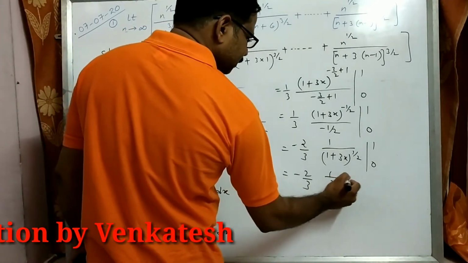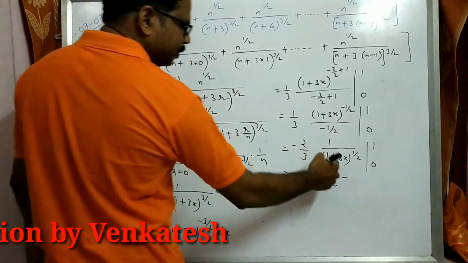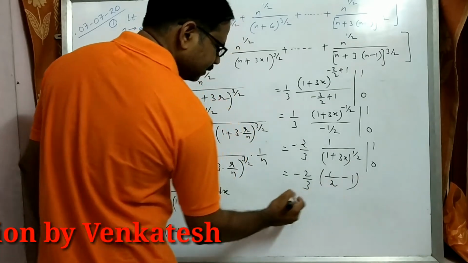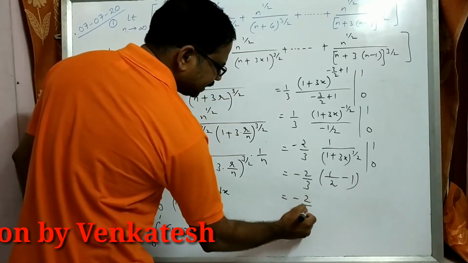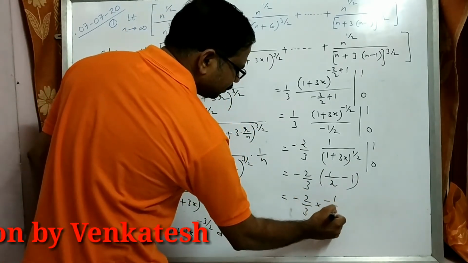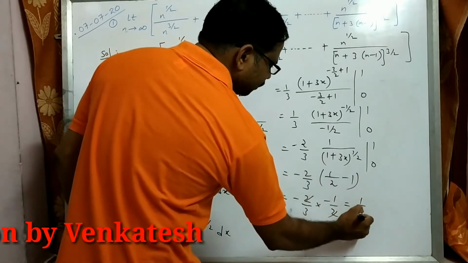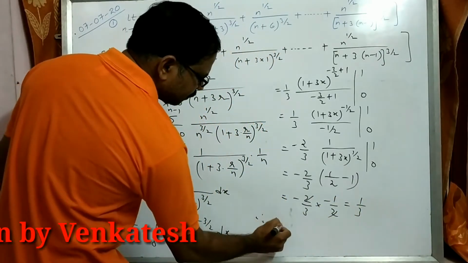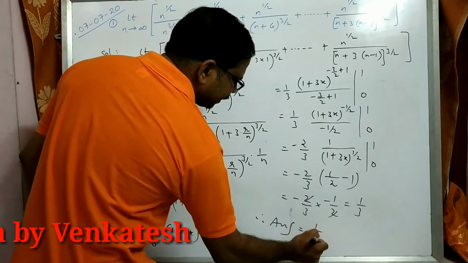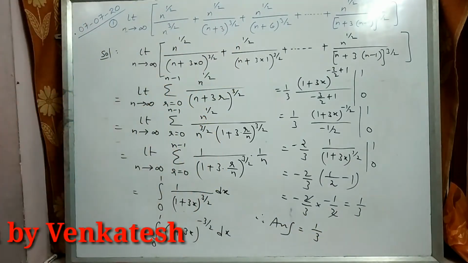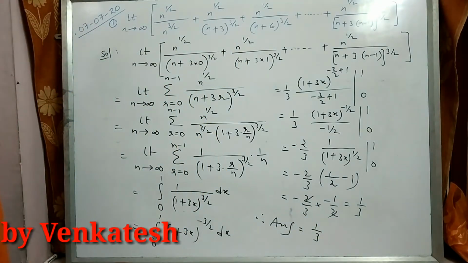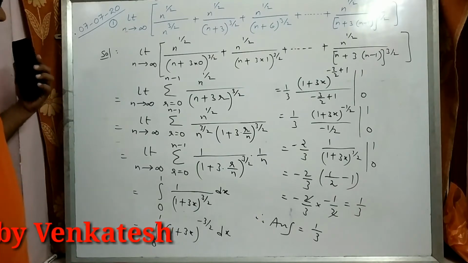Minus, if I put 0, that will be 1. So minus 2 by 3 into minus 1 by 2. 2 gets cancelled. What is the answer? 1 by 3. That is the final answer for that. Okay? Look at the next problem.